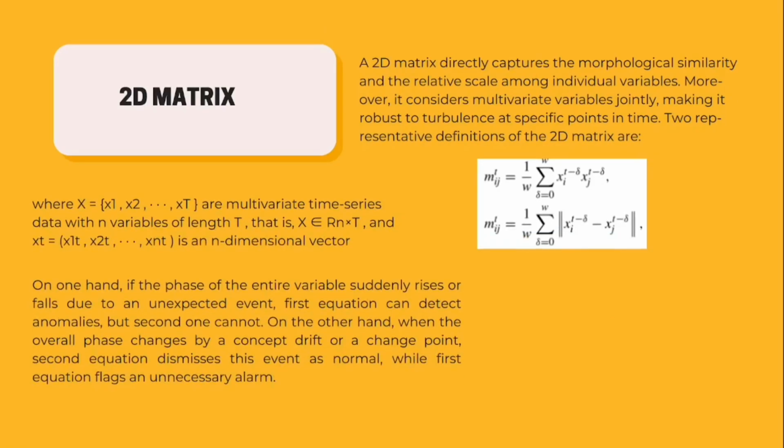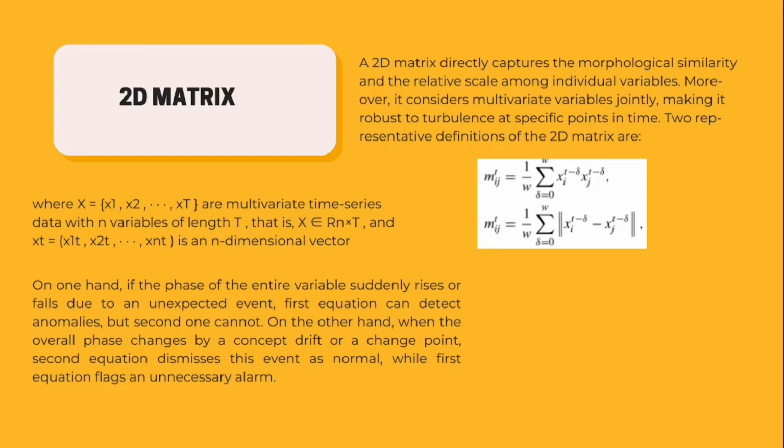Moving on to the 2D matrix. The 2D matrix directly captures the similarity and the relative scale among the variables. It is robust and time efficient. Here we see there are two expressions which we can use to model the 2D matrix.